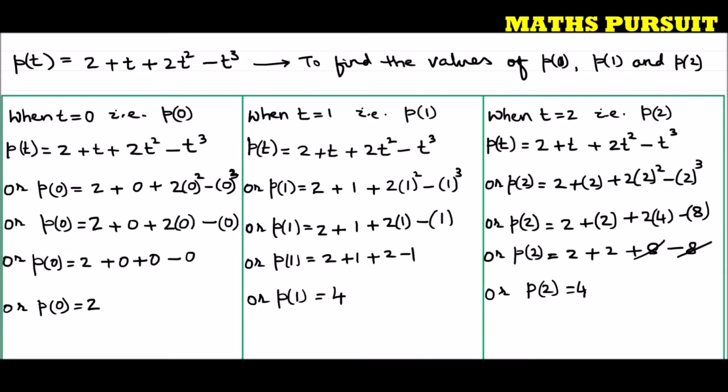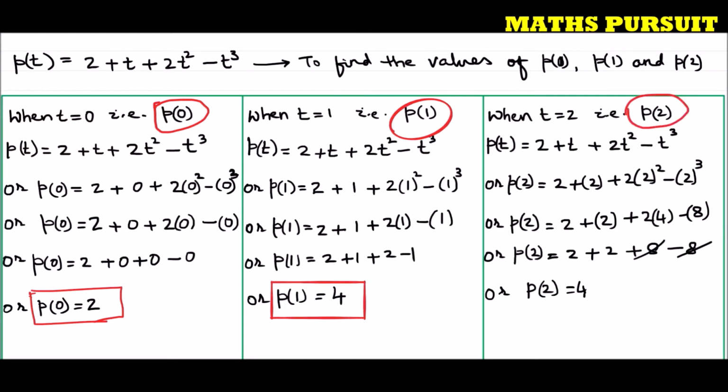So guys, let us just quickly analyze our answers. When the value of t is equal to 0, that means P(0), we are getting P(0) is equal to 2. For P(1), when the value of t is 1, we are getting P(1) is equal to 4. For P(2), when the value of t is 2, we are getting P(2) is equal to 4. These are our answers. Hope you understood this. This is very simple and very straightforward. We just need to replace the values of t by 0, 1 and 2 respectively, and find out our answer.